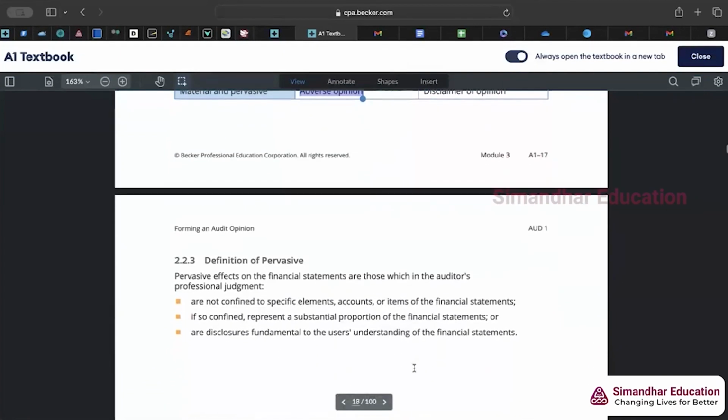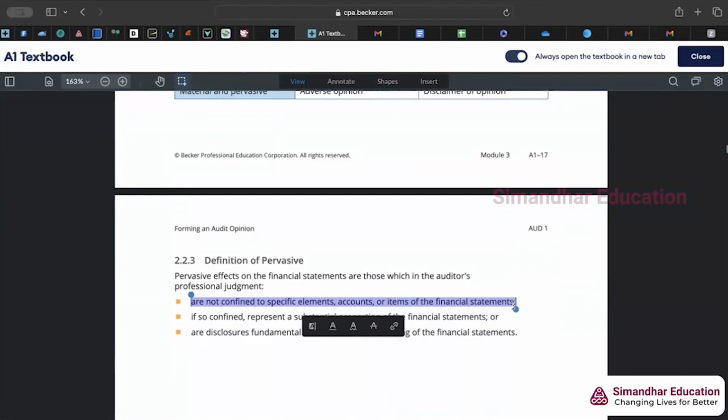Okay. Now we've spoken a lot about pervasive effects. Now let's talk about how they impact us. They have given us a definition of pervasiveness. It is not confined to a specific account, element, or item of financial statements. In the given example, when I told you depreciation was only linked to our fixed assets and depreciation, nothing else is impacted. That was confined.